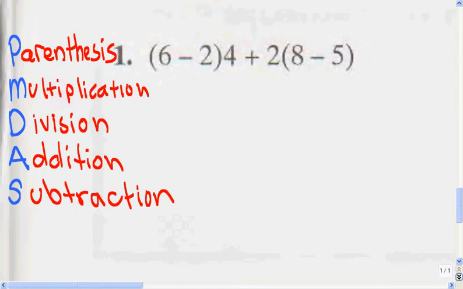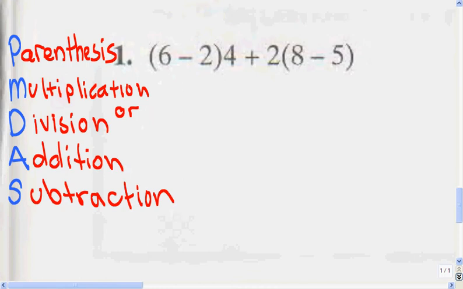The first thing following the order of operations that you have to do in solving a problem is do what's inside the parentheses first, or get rid of the parentheses. Then after you do what's inside the parentheses and you remove the parentheses, you do multiplication or division. You can do multiplication or division, and then after that, you do your addition and subtraction.